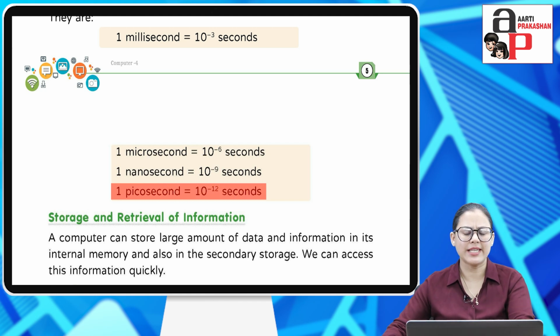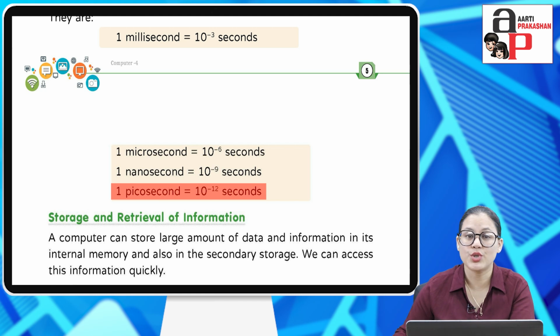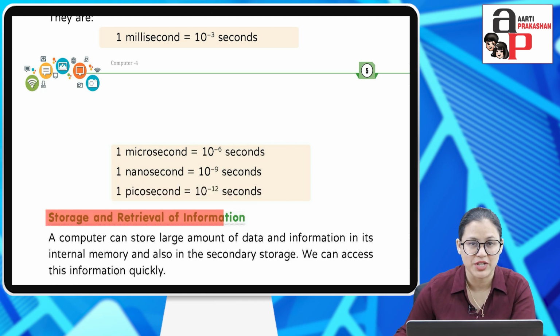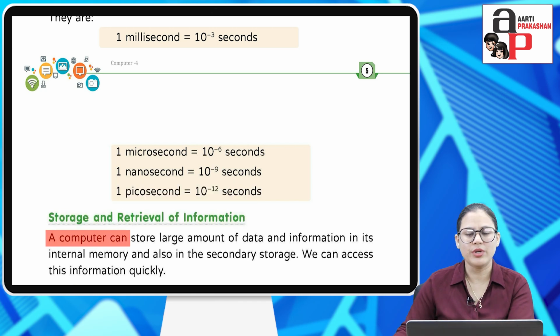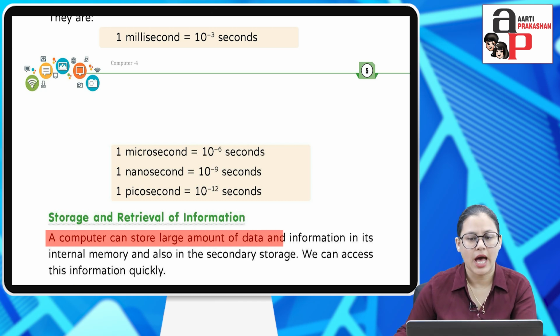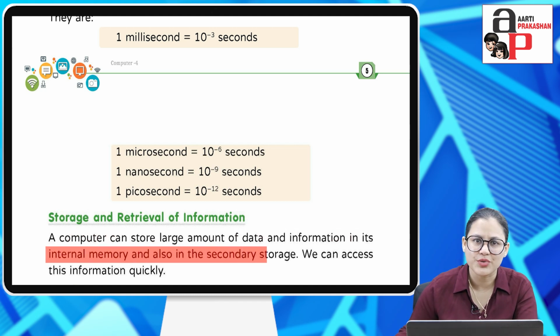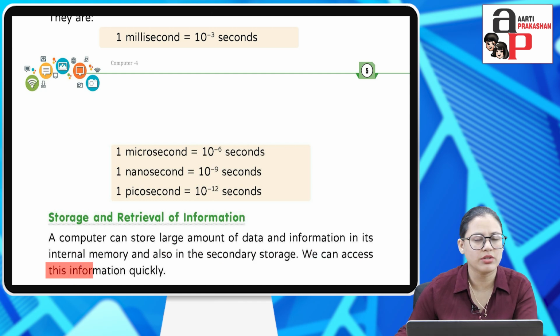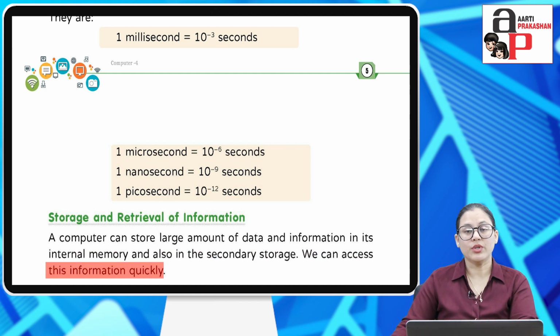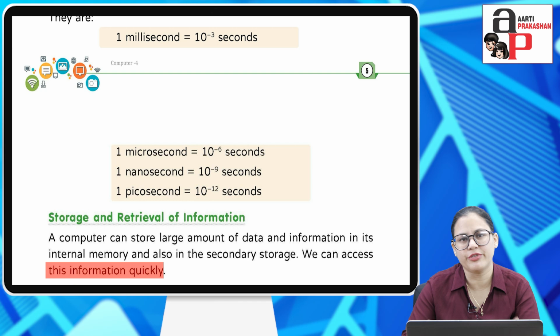Second characteristic of computer is storage and retrieval of information. A computer can store large amounts of data and information in its internal memory and also in the secondary storage. We can access this information quickly. So computer stores a huge amount of information in it, and whenever we want to retrieve it, whenever we want to access it, we can do it quickly.